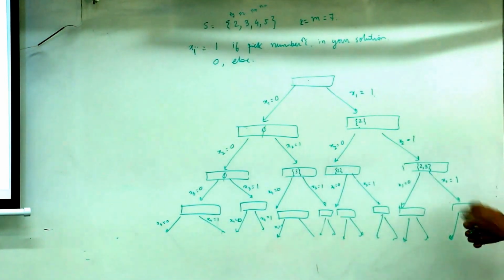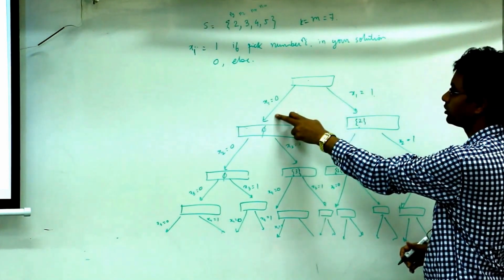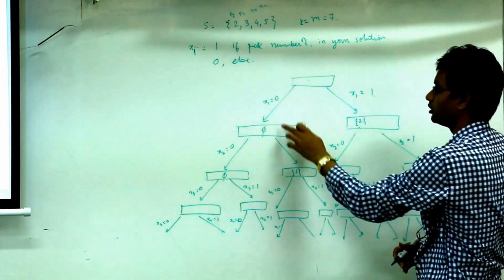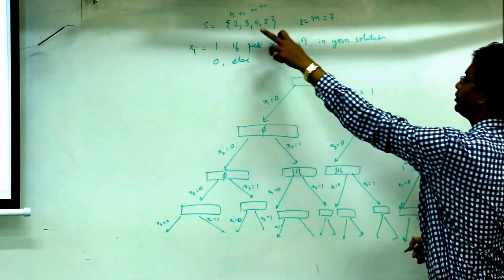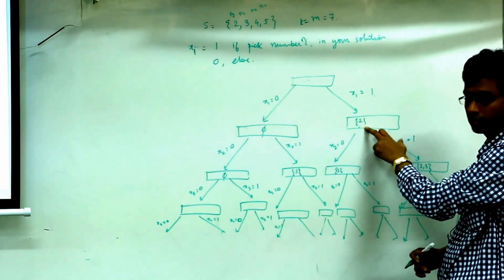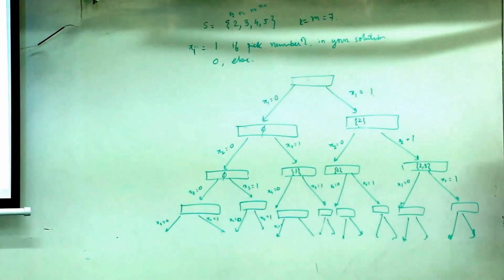So this is clear, right? You start from here, the root node. If x1 is equal to 0, then you have not picked 2, so your solution is 5. And if x1 is equal to 1, then you have picked 2 in your solution, so your solution is 2. Right? And then you are trying to create the solution depending on what the xi values are.